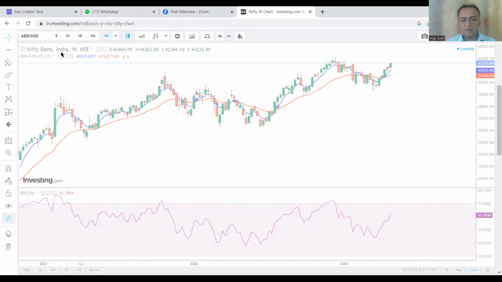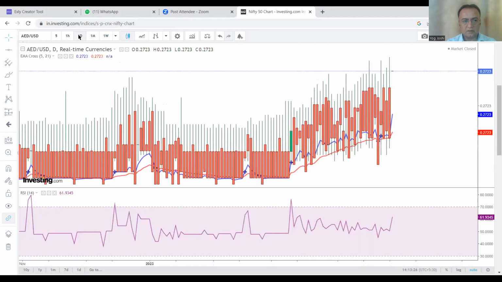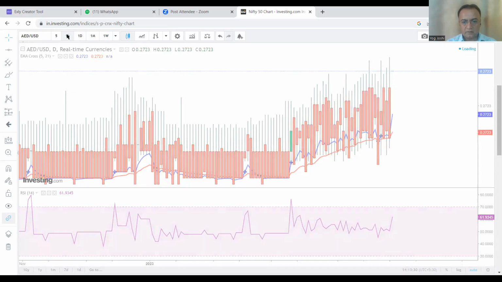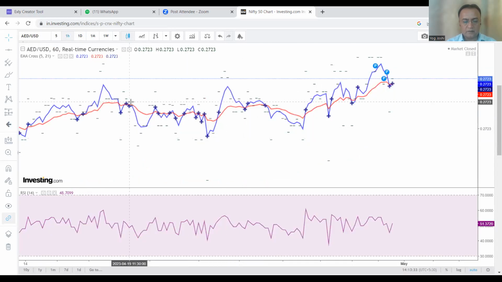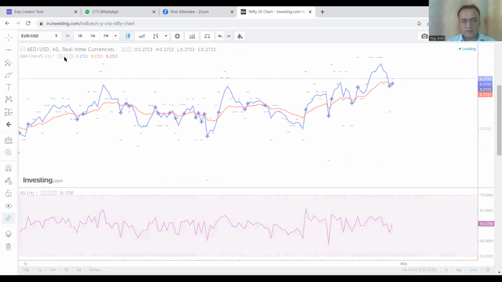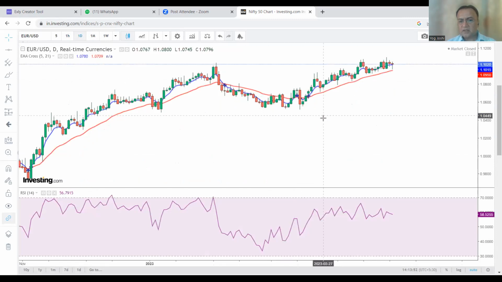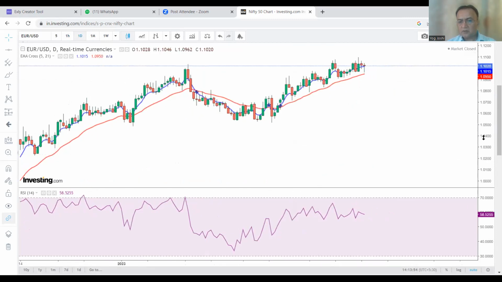This is the AED USD, a clear-cut currency. Just a minute. I can't open this, so we can check on Euro USD. This is the Euro USD daily chart. We can apply the same logic on a currency chart also.